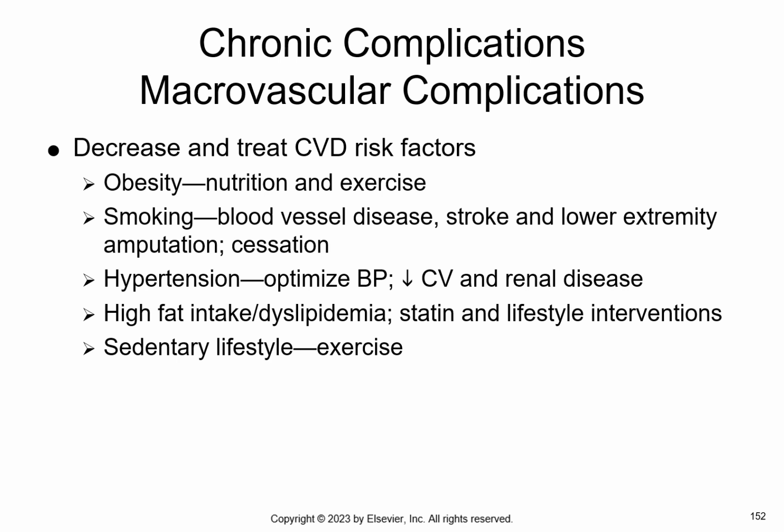Let's read the slide on 153. Decrease and treat CVD risk factors is a recommendation. Obesity, we need nutrition and exercise, nutritional adjustment really, and exercise. Smoking causes blood vessel disease, strokes, and lower extremity amputation. We would begin to lessen this. With hypertension, we'd optimize blood pressure, we'd decrease that CV and renal disease. High fat intake, dyslipidemia, take the statins, and lifestyle interventions will help to decrease this. And a sedentary lifestyle will be adjusted through exercise.